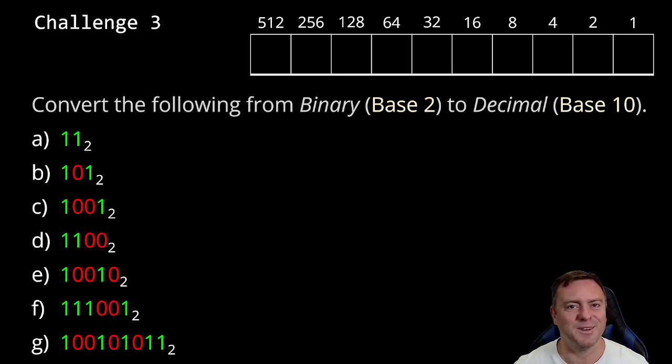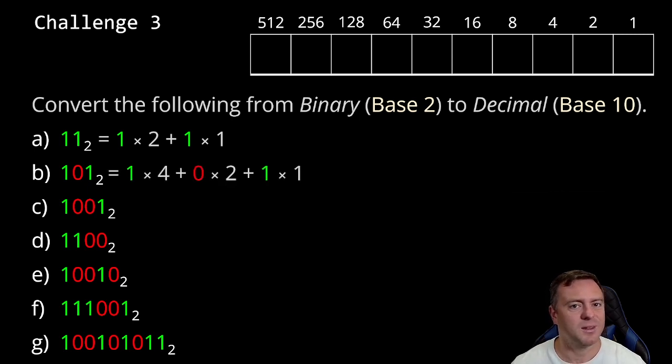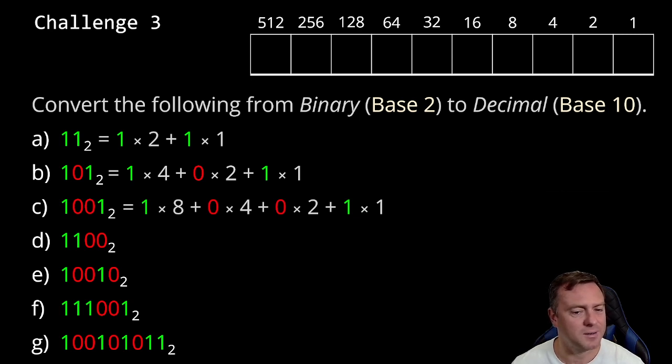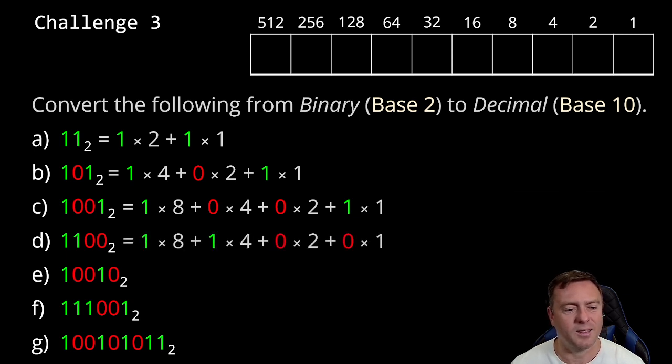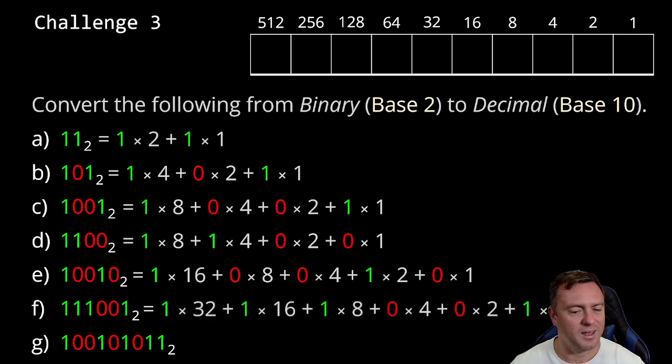Awesome. Hopefully you paused the video and had a crack. So the first one, 11, is the same as 1 times 2 plus 1 times 1. So you have 2 plus 1, which gives you 3. The next one is 1 times 4 plus 0 times 2 plus 1 times 1, which gives you 5. Then you have 1 times 8 plus no 4s, no 2s, plus a 1, which gives you 9. The next one you have an 8 plus a 4, so that gives you 12. The next one you have a 16 plus a 2, which gives you 18. The next one you have is 32 plus 16 plus 8 plus 1.